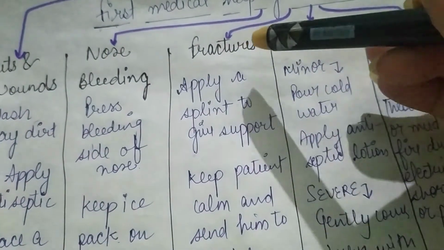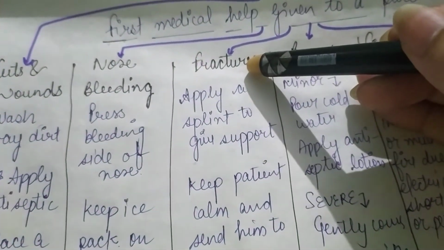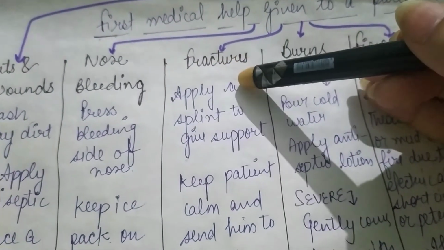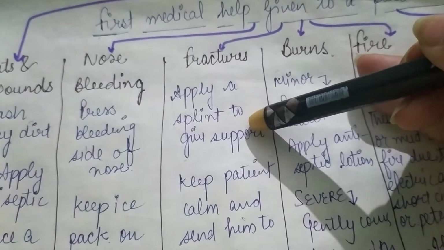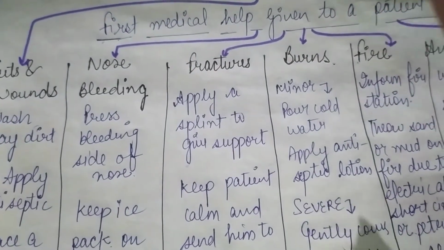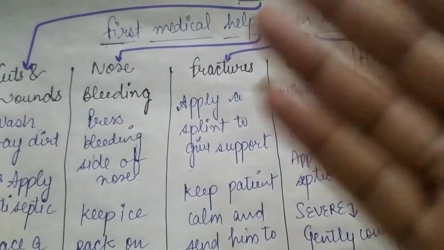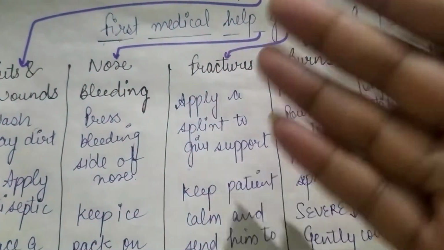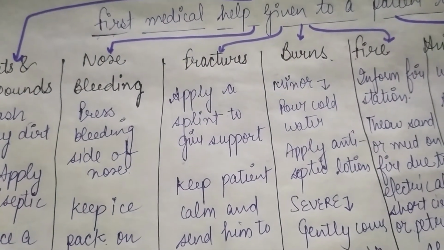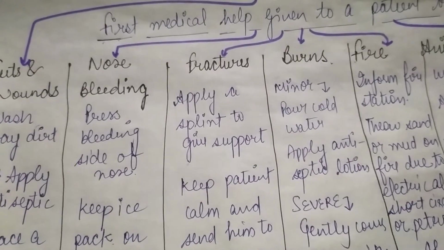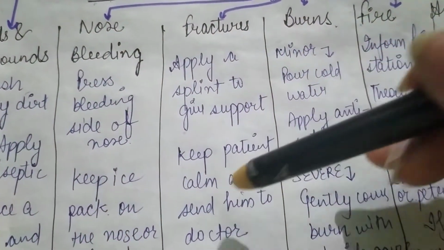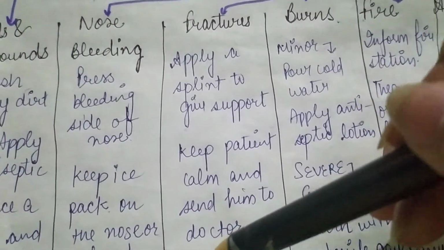Now, if anyone is suffering from fracture, it is very much painful. So first of all, you should apply a splint to give support. Now, what is a splint? Splint is a kind of support so as to avoid the movement. Like you can use cardboard, you can use a bundle of newspapers, you can use a pillow so that the fractured part does not move. Keep the patient calm and send him to doctor as soon as you can.